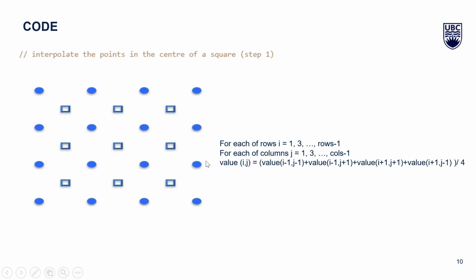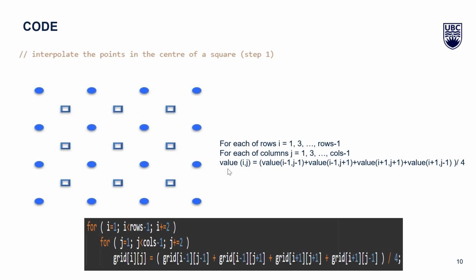In order to implement this in our program, we can use a nested for loop as we used before. We will use one for loop for rows and a second for loop for columns, and as you see here we start i equal to 1, as the first row of these new interpolated points will start from row equal 1, and our condition will be i less than rows minus 1, as the last row of these points is equal to rows minus 1, and we increment by 2 as you see here.